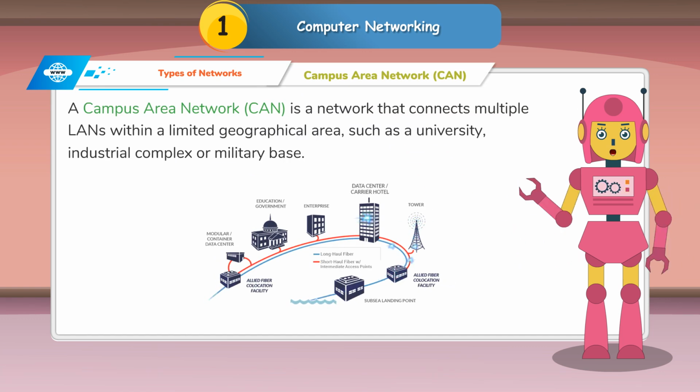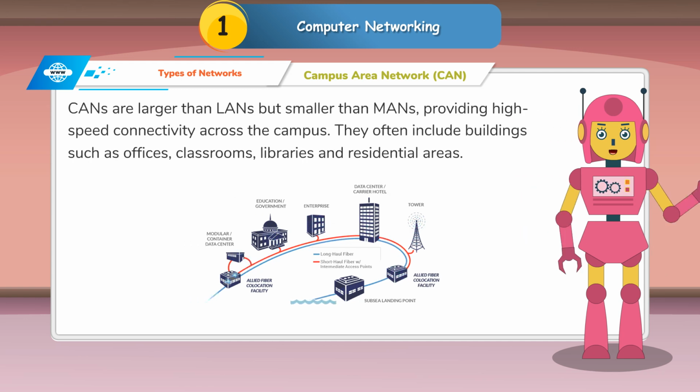Campus Area Network, CAN. A campus area network, CAN, is a network that connects multiple LANs within a limited geographical area such as a university, industrial complex, or military base. CANs are larger than LANs but smaller than MANs, providing high-speed connectivity across the campus. They often include buildings such as offices, classrooms, libraries, and residential areas.